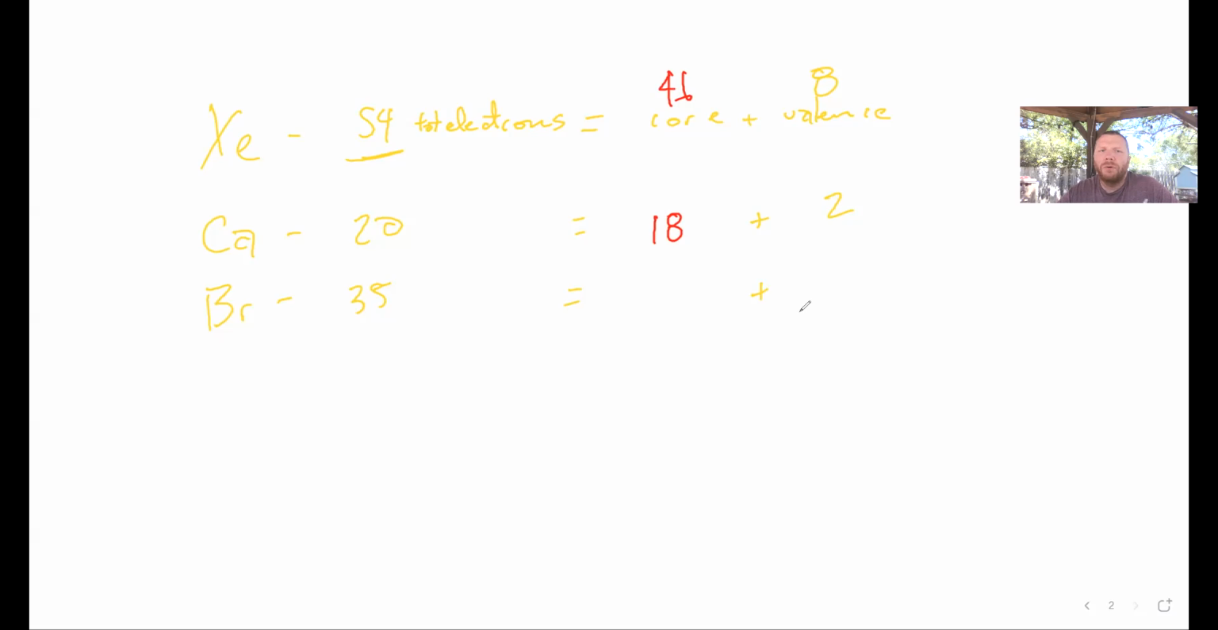Bromine has a total of 35 electrons, and bromine also has 7 valence electrons because it's in group 7 of the periodic table. And then finally, bromine is going to have 28 core electrons. So that's really what we're talking about, core versus valence electrons. Valence electrons are going to be involved in bonding. Core electrons are not going to be involved in bonding.